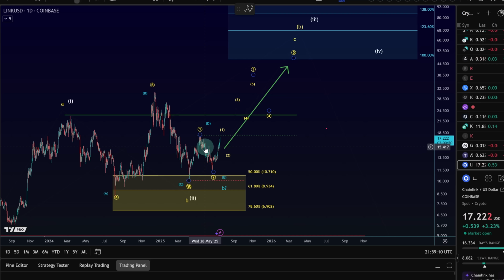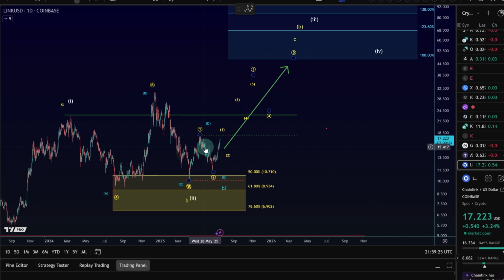But I have to say, Link has been in the correction now for more than a year. And maybe it's over now. We've started to see some promising upside movements, and we're even on our way to that next target that I mentioned. Now let us take a look at what that target is on the smaller time frame.